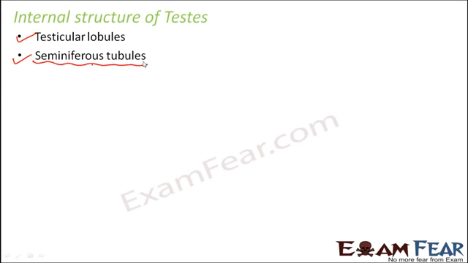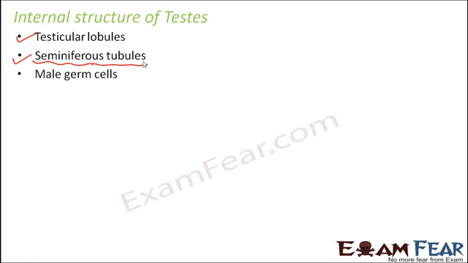Okay, so first let us understand the internal structure. Now again, the internal structure of testes has some important parts. So let us quickly talk about those parts. Some of the important parts are the testicular lobules, that is, the testis is divided into different sections, and those sections are known as the lobules. Next is the seminiferous tubules, the most important part of the testis.